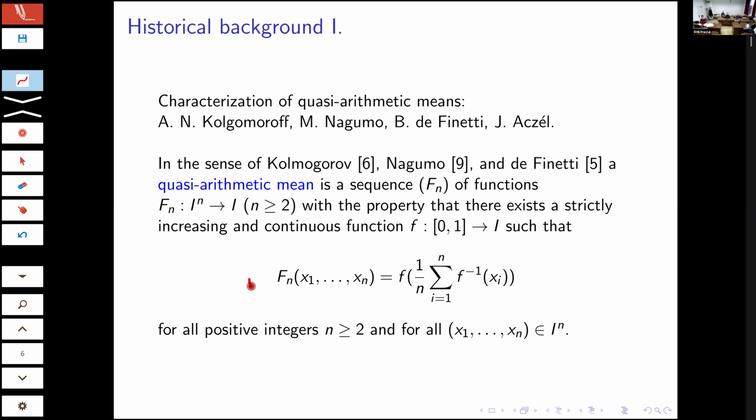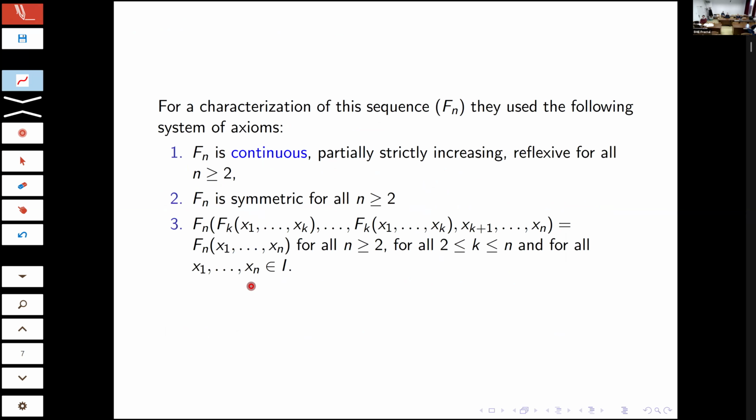And also, okay, let's go further. So how can we characterize this? And this is what they did, separately from each other. The characterization of this type of sequence Fn can be given in the following axioms. Fn is continuous, partially strictly increasing, and reflexive for all n. These are the first three different conditions.